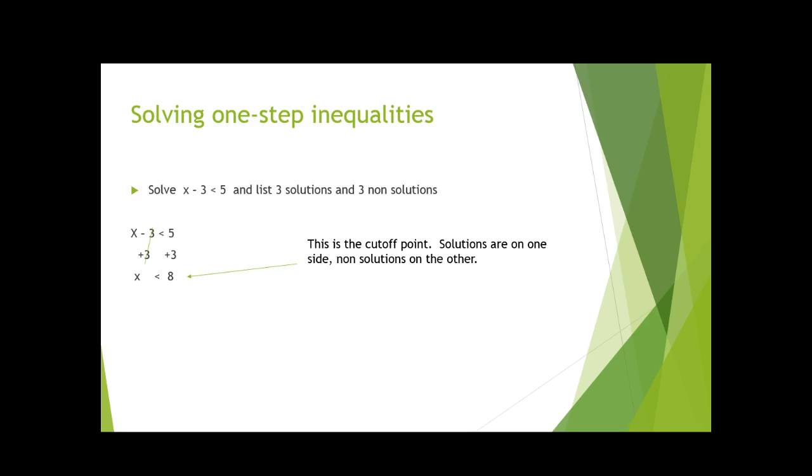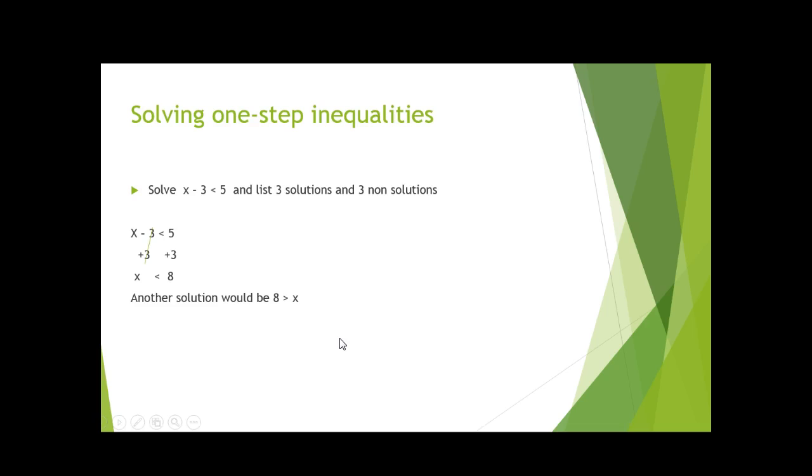So a solution would be 7, because 7 is less than 8. And the great thing about that is, back up here, a solution to this is also a solution to this. 7 minus 3 is 4, which is less than 5. 7 is less than 8. 0 minus 3 is negative 3, which is less than 5. 0 is less than 8. So all the solutions to this are the same as the solutions to this, and vice versa.